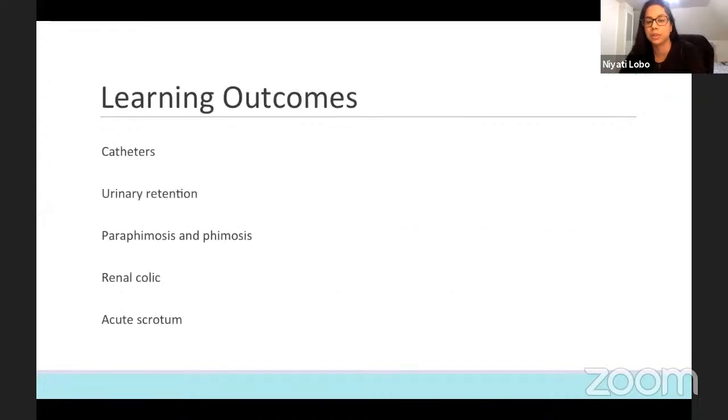So what we're going to start off with is catheters, and that might sound really boring, but actually no matter what specialty you end up doing, you will have to deal with a catheter at some point. And I'm going to give you all the tips and tricks to manage your patients, manage common problems, so you don't feel worried or anxious about having a go at trying to catheterize someone. We'll then move on to urinary retention, and then we'll do the slightly more exciting stuff, so looking at the difference between paraphimosis and phimosis, renal colic, and then the acute scrotum.